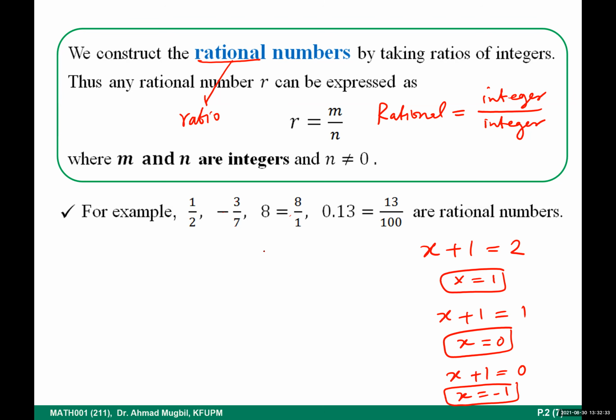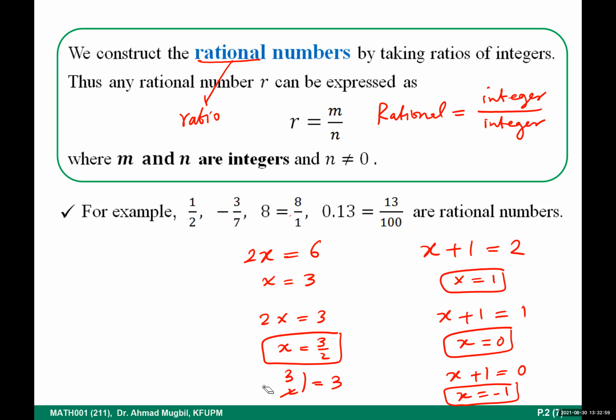Okay. Now, when we say 2x equals 6, what is x? It is 6 over 2, it is 3. When you put x here, 2 times 3 is 6. Now, when we say 2x equals 3, what is x? It is 3 over 2. Because if you multiply 2 by 3 over 2, the 2 over 2 is 1, and this will be 3. Now, this is rational. Excellent.